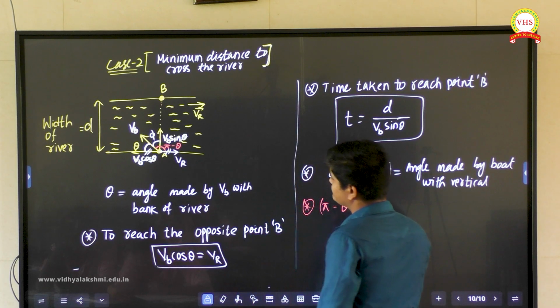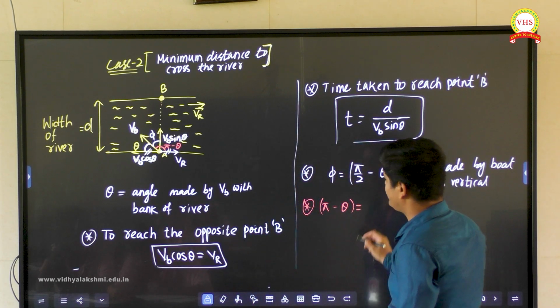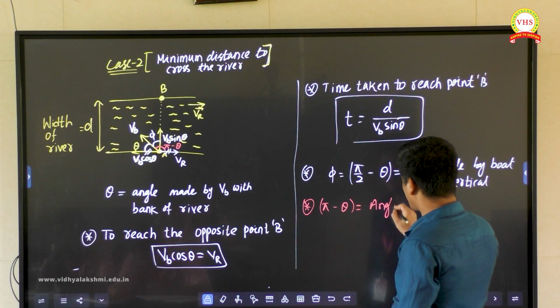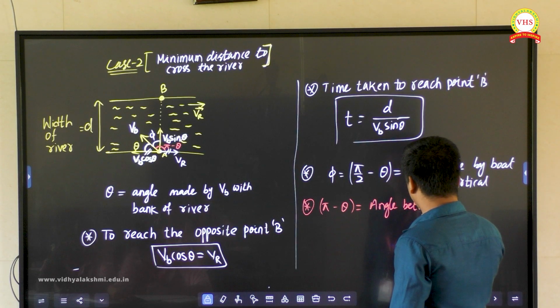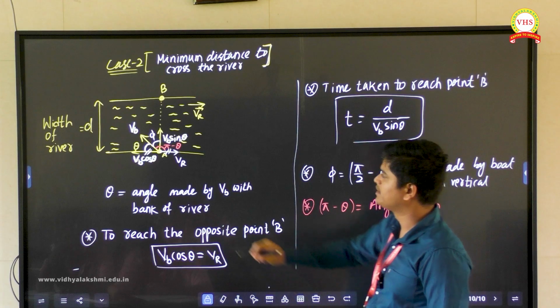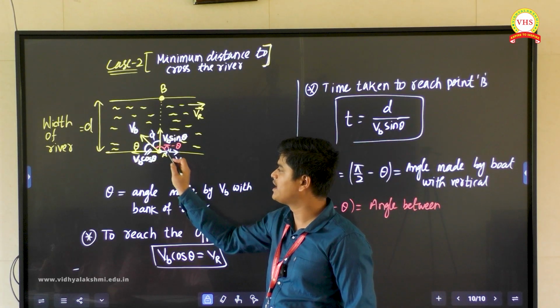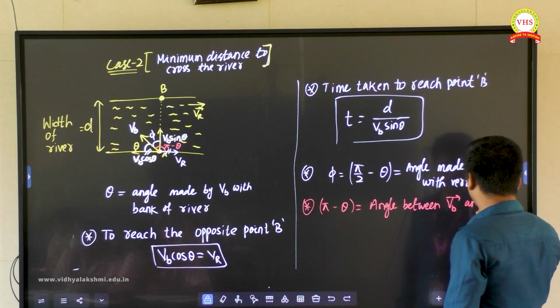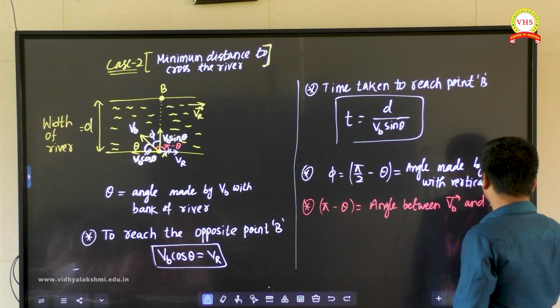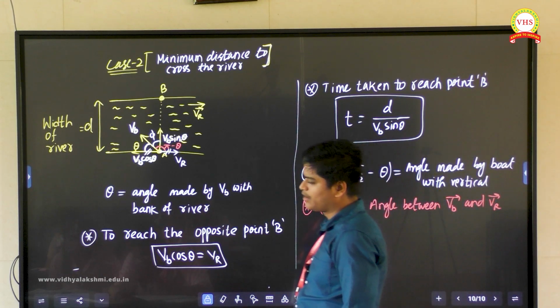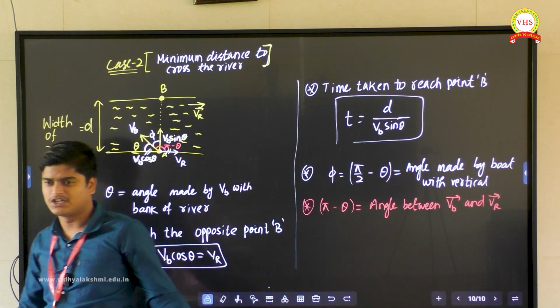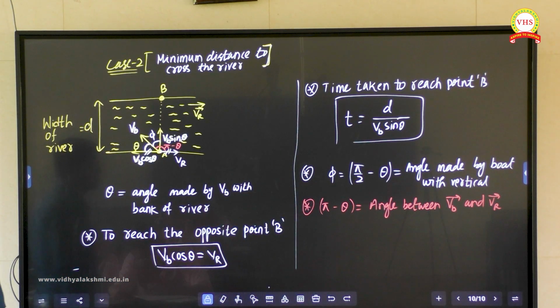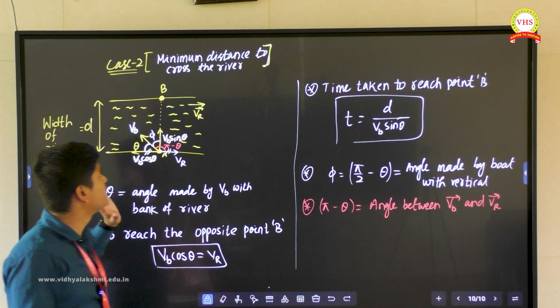Now that is basically the angle between what and what, you check all of you carefully. This is your VB, this is your VR. So this is the angle between VB and VR vector. VB vector, the boat velocity vector, and river current, okay, water current velocity vector. Yes or no? The angle between VB vector and VR vector is pi minus theta. Clear or not? Are you getting the point perfectly?